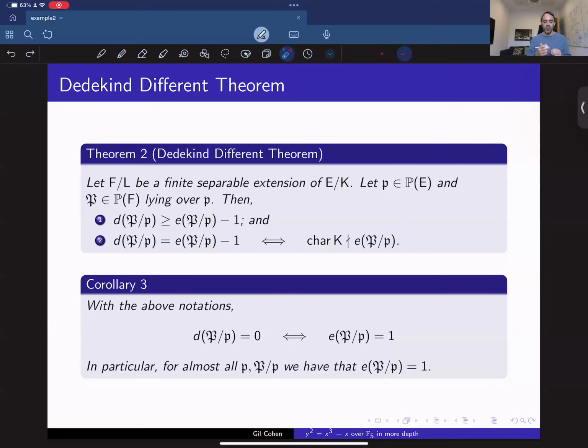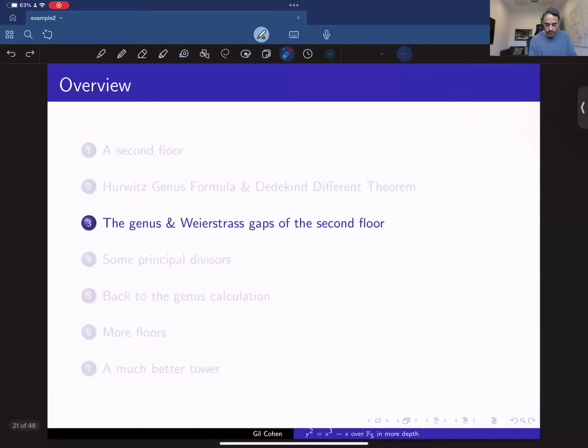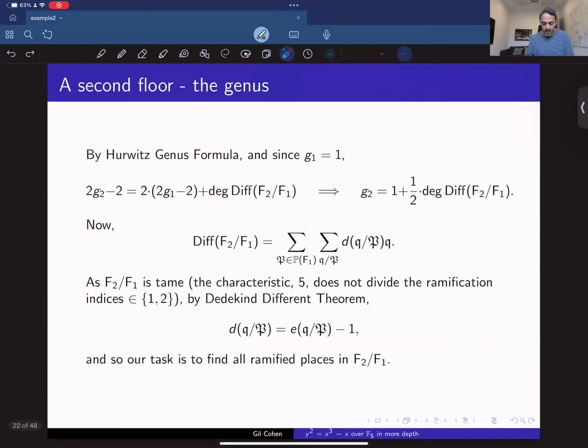And it tells us that if you want to compute the genus, you just have to figure out what are those prime divisors that ramify. Okay, so let's do that. By the Hurwitz genus formula, and since the genus of F1 is 1, we know that twice the genus that we're looking for, minus 2, is twice the older genus minus 2 plus the degree of the different, and g1 is 1, so that actually completely goes away. And moving things around, we get that g2 is 1 plus half the degree of the different.